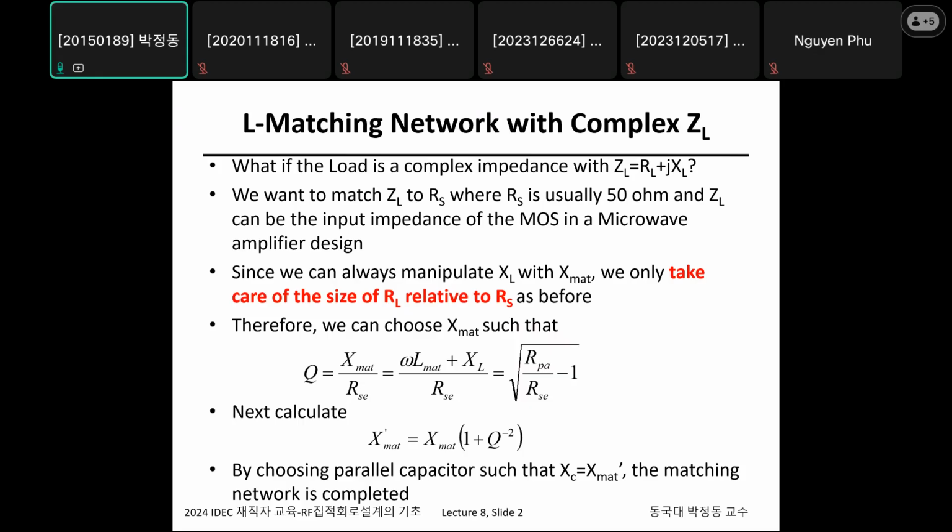So which one is important? Which one is more critical in designing a matching network? Resistance or reactance? Who? Professor, can you answer? Which one is more important? Reactance more. Resistance versus reactance. Which one is more important? Reactance more. Are you sure?